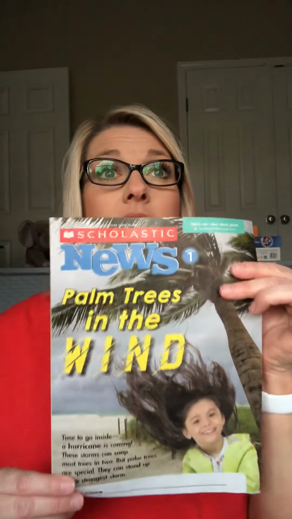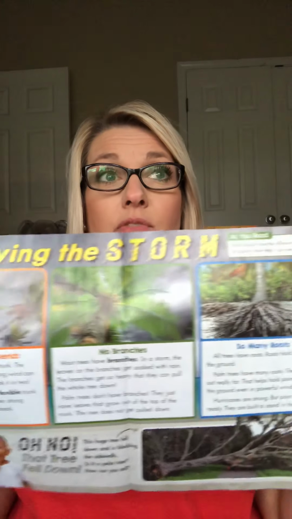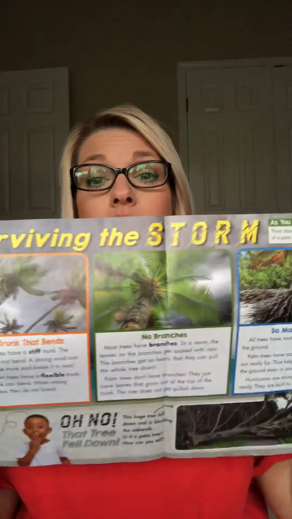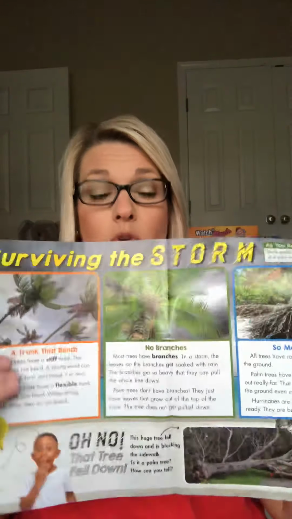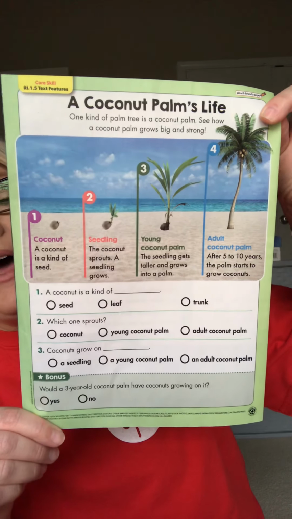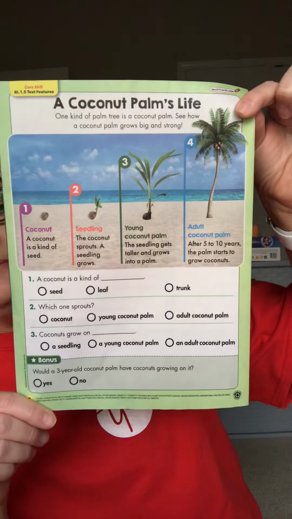So on the link it will read the weekly reader to you. We'll talk to you all about surviving storms, different kinds of trees, root systems. You'll learn all about that. And then on the back, we'll talk about how a seed grows into a tree.